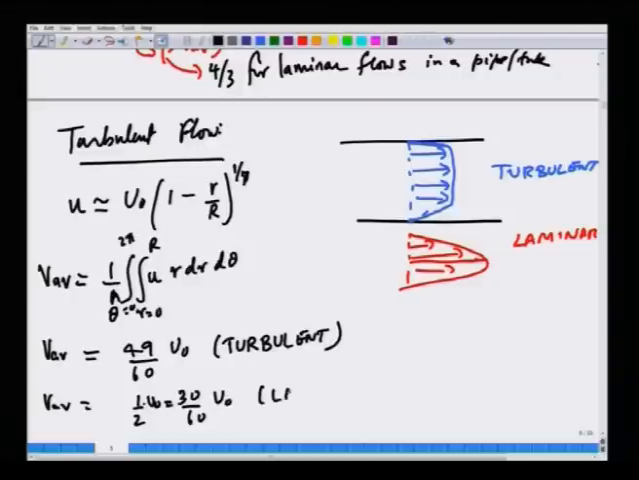Okay. So, you can see that the variation in laminar flow is much more, because the average velocity is only half the maximum velocity, while in a turbulent flow the average velocity is pretty much close to the maximum velocity. That is because the flow is already uniform in the core of the pipe, except very close to the walls where the velocity is varying rapidly to 0 at the walls.